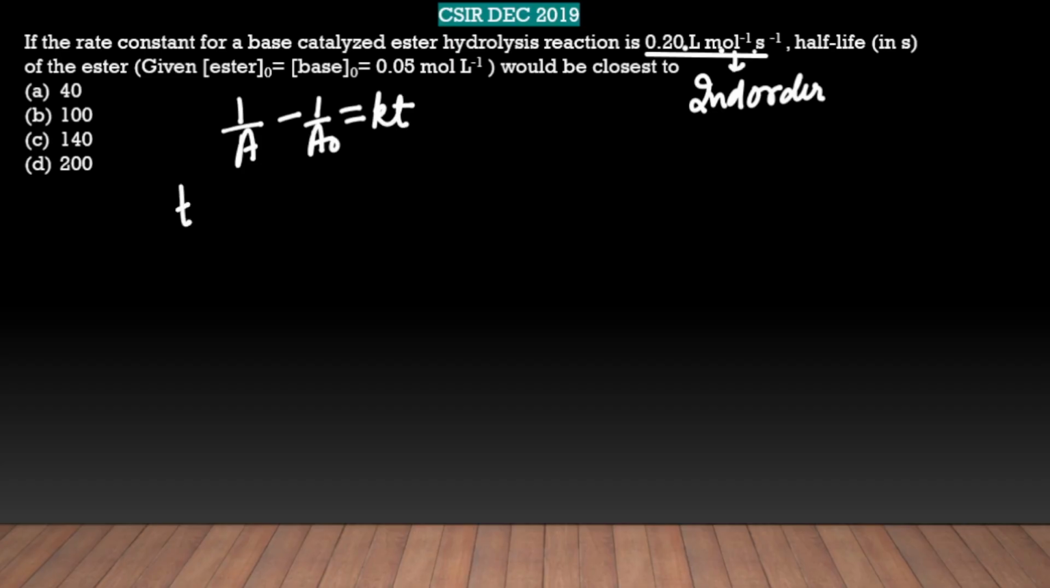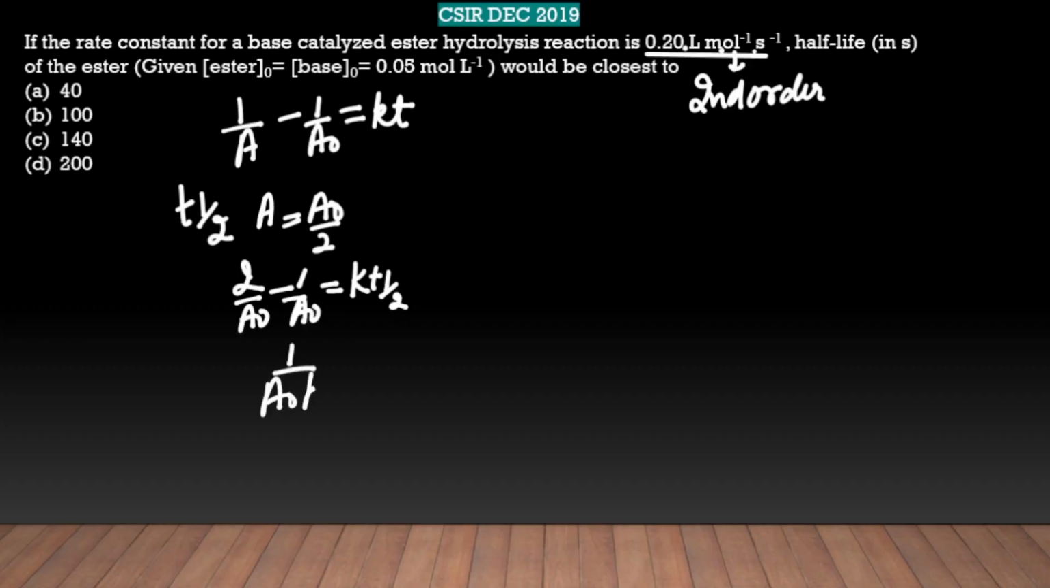So at t half, the A value is equal to A naught by 2. So it becomes 2 by A naught minus 1 by A naught, which is equal to K t half. So it becomes 1 by A naught into K, which is equal to the t half value, right? So just substitute the values now.